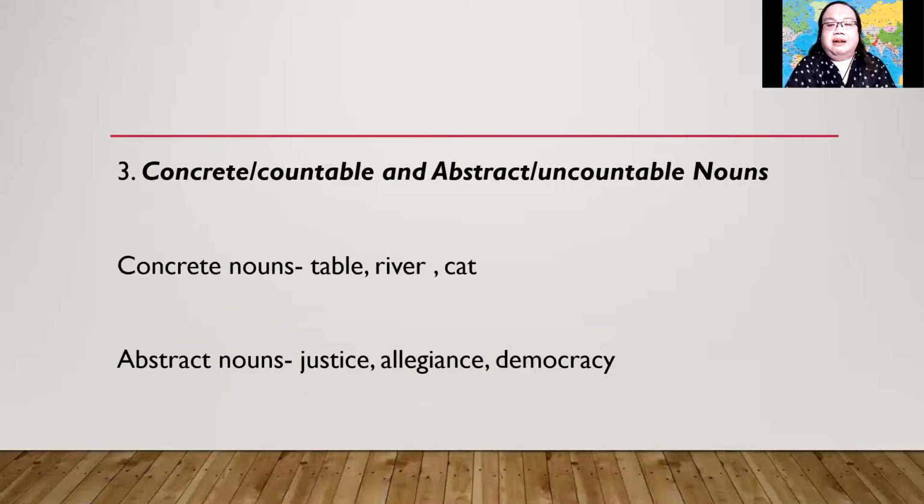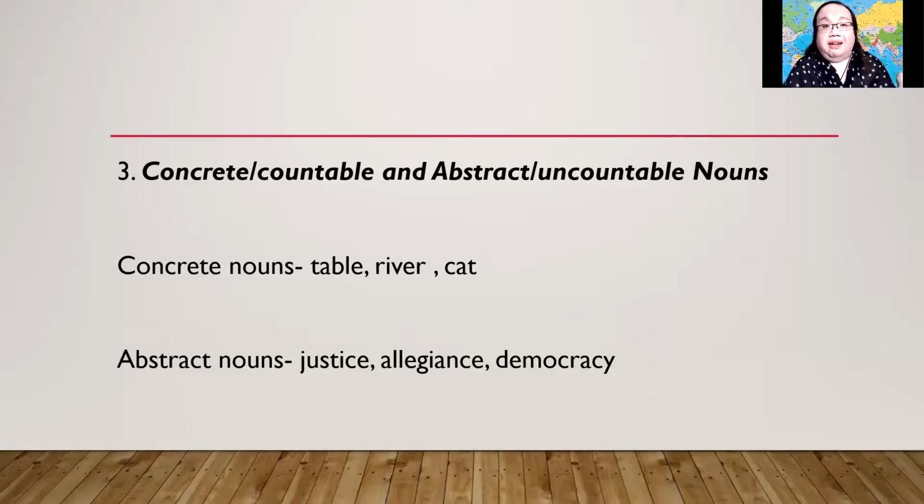Next, another category: concrete or countable nouns, and abstract or uncountable nouns. When we say concrete nouns, these are nouns that can be perceived by your senses, meaning you can see it, you can hear it, you can touch it, you can experience it. So examples would be table, river, and cat.